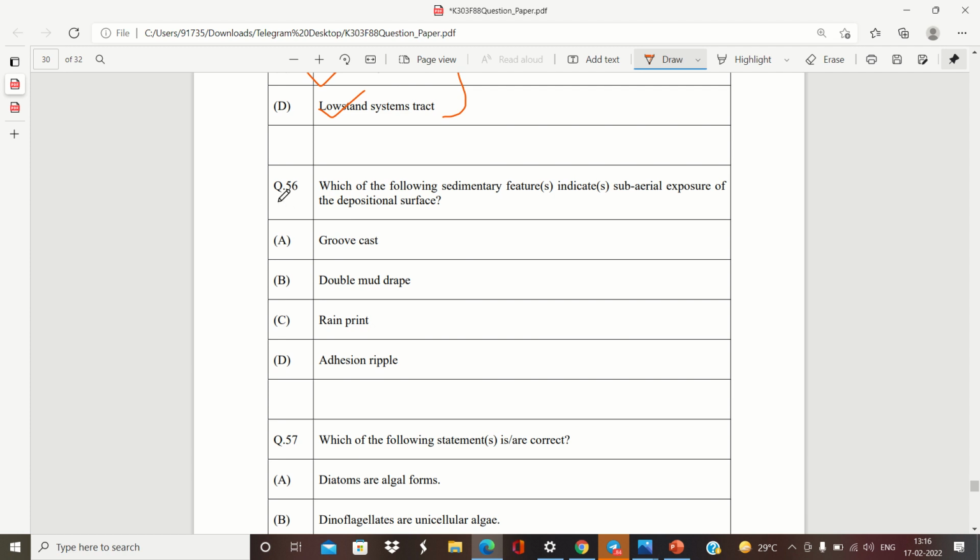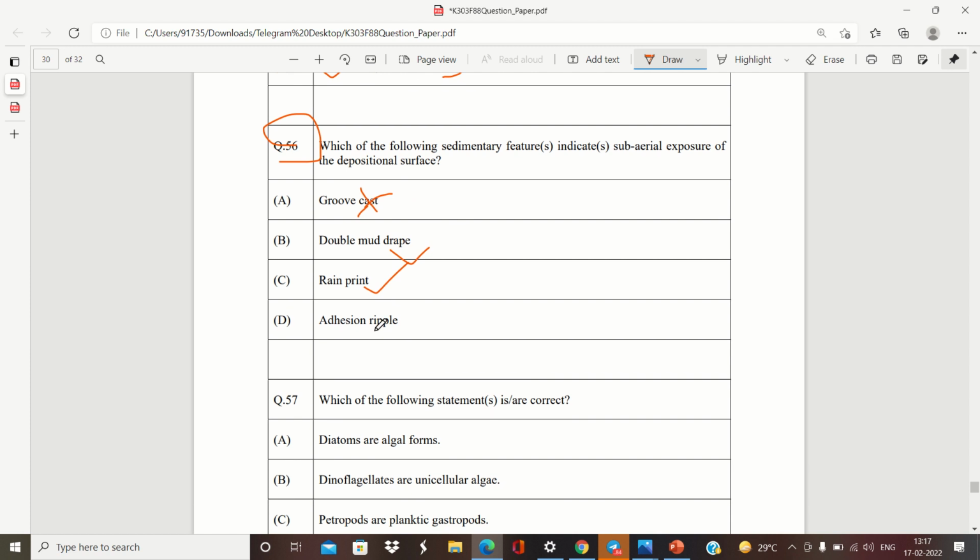Then question number 56. Which of the following sedimentary features indicates subaerial exposure of the depositional surface? So obviously rain print shows the subaerial exposure of depositional surfaces. Apart from that, double mud drapes belong to the tidal environment, and groove cast, this doesn't show subaerial exposure. Okay, adhesion ripples, they may show the subaerial exposure.